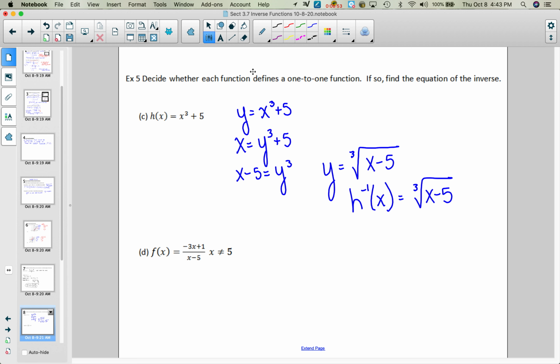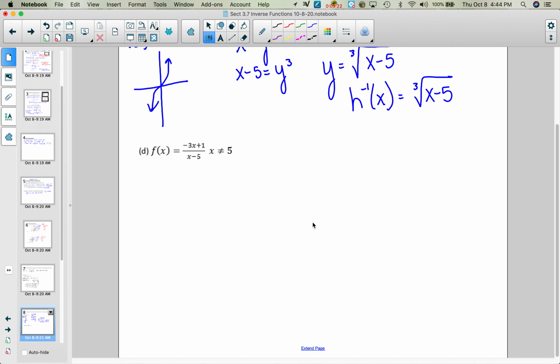I guess what I should have done too, it says to decide if it's one-to-one. Hopefully you know what the parent graph would look like. I'm going to call that f of x equals x cubed. So that's going to look like this. And if you're going to add 5 to that, that means we're just going to raise it up 5. So clearly that passes the vertical and the horizontal line test. So it is one-to-one, so it makes sense that we went ahead and found that.